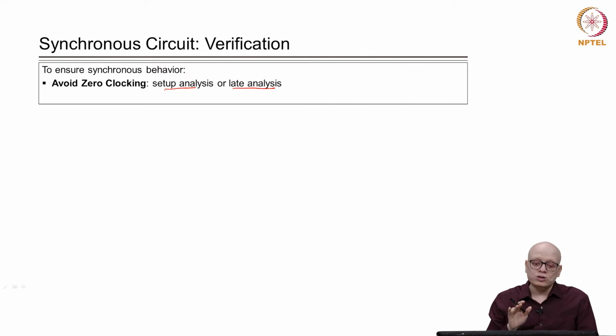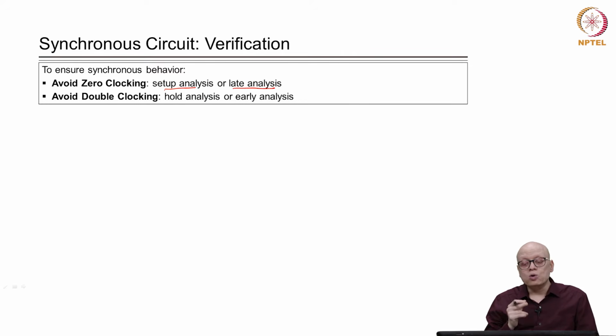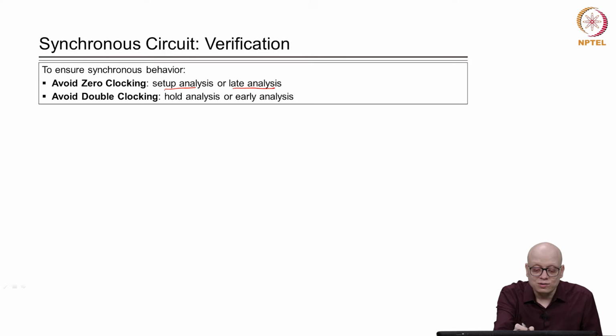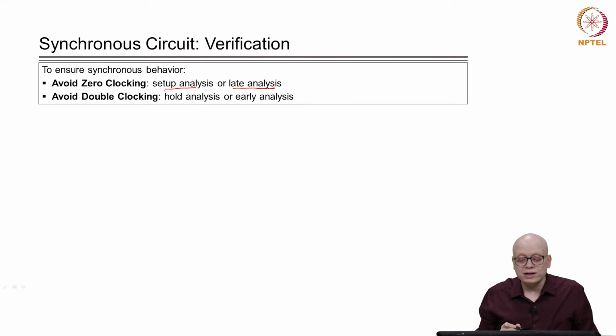So, we avoid zero clocking by setup analysis or late analysis, and we avoid double clocking by hold analysis or early analysis. What it means is that to avoid double clocking, the tool will ensure that the data does not reach the capture flip flop too early, so that it gets captured in the same clock cycle. So, that is what is checked in hold analysis or early analysis.